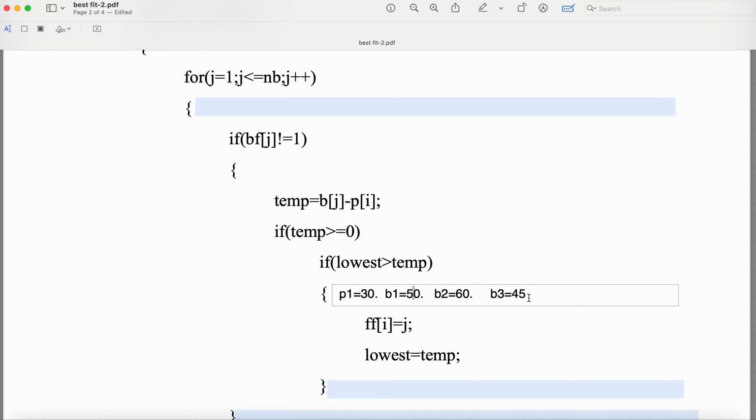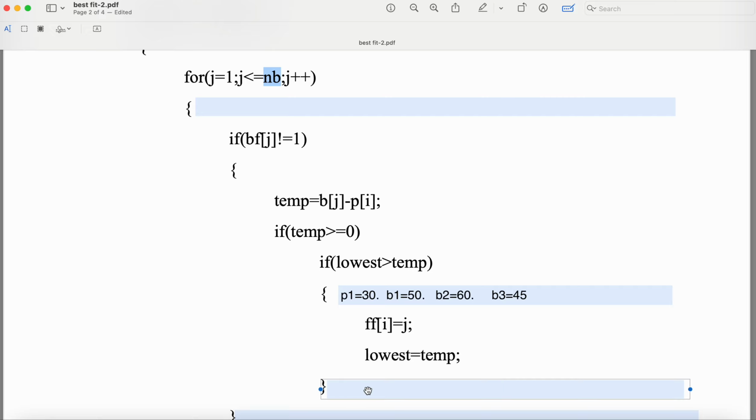So let us see that logic. temp is equal to B of j minus P of i. Here what is j? j is for block repetition, and here we have three blocks. So what is the formula for temp now? Temp is equal to B of j. What is the initial value of j? 1. The initial values of i and j are 1 only: i for process, j for blocks.